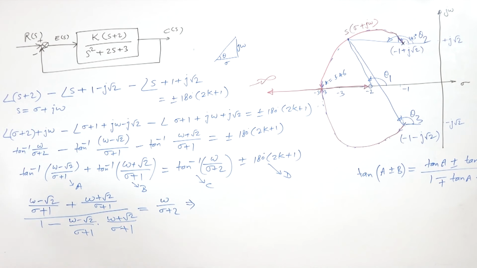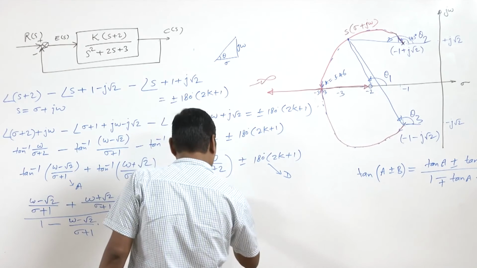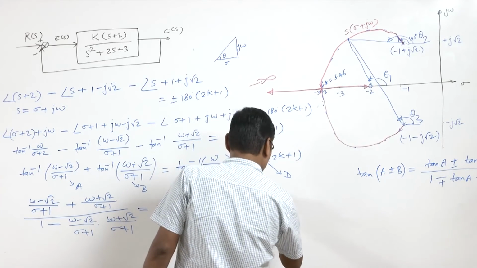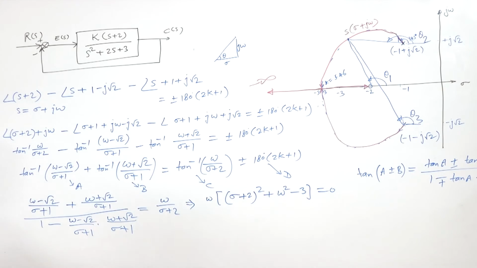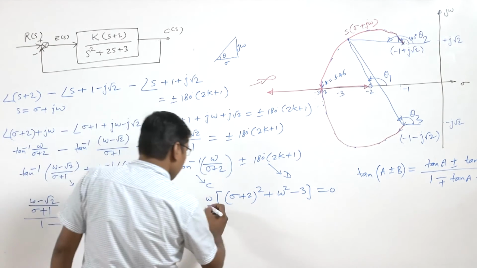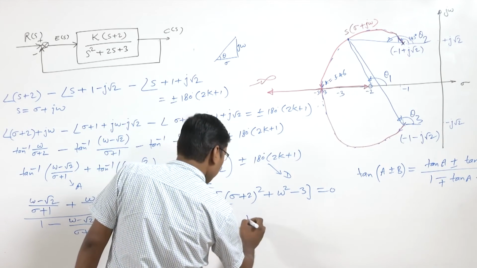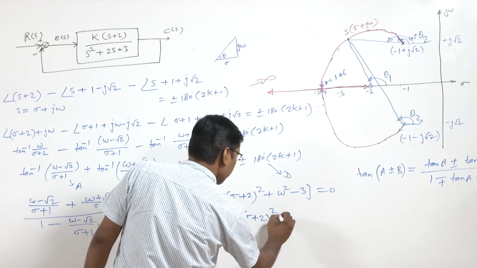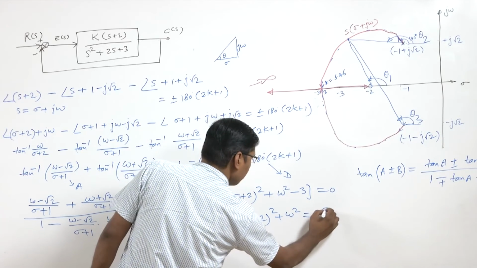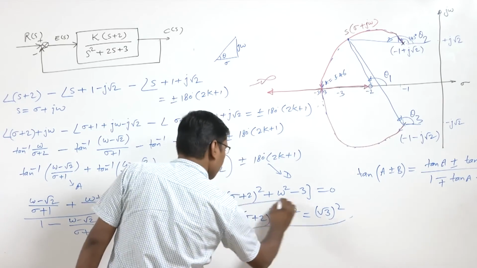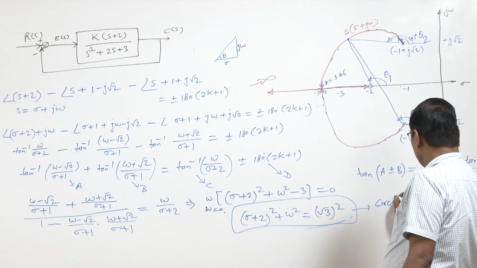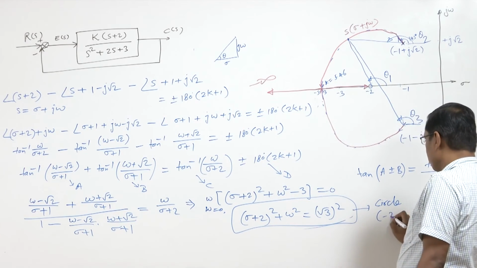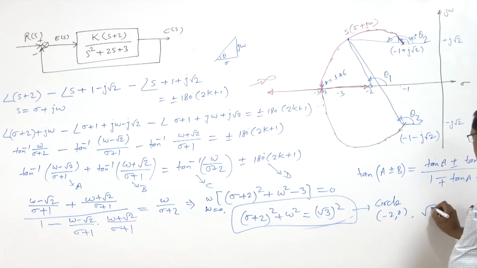We will get this equation. So omega equal to 0 is one solution, and second is (sigma plus 2) whole square plus omega square equal to (root 3) square. So this is the equation of a circle, with center minus 2, 0 and radius root 3.